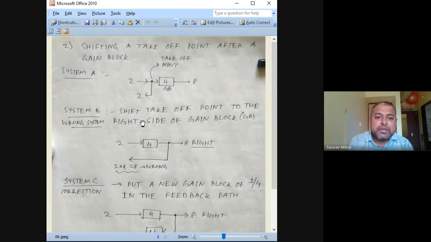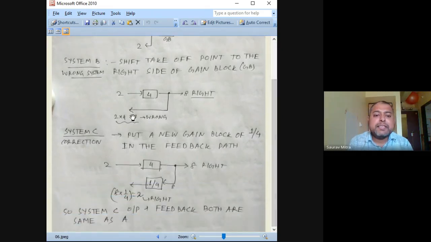But in this case, as we have shifted the takeoff point after the gain block, we are finding that the feedback signal is coming to be 8. And this is not equal to the previous system A. So what we have to do is put a gain block with 1 by 4 gain, or attenuation of 4, in this feedback path. Then what are we getting? So this 8 is coming and getting multiplied with 1 by 4, because this 1 by 4 is the correction.